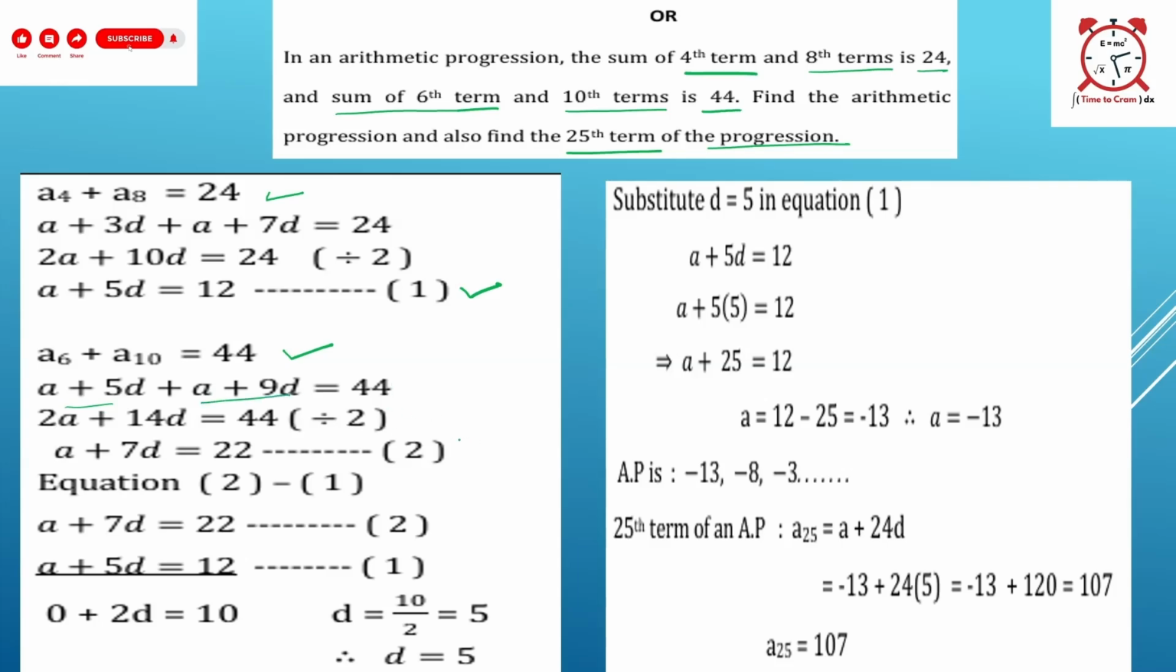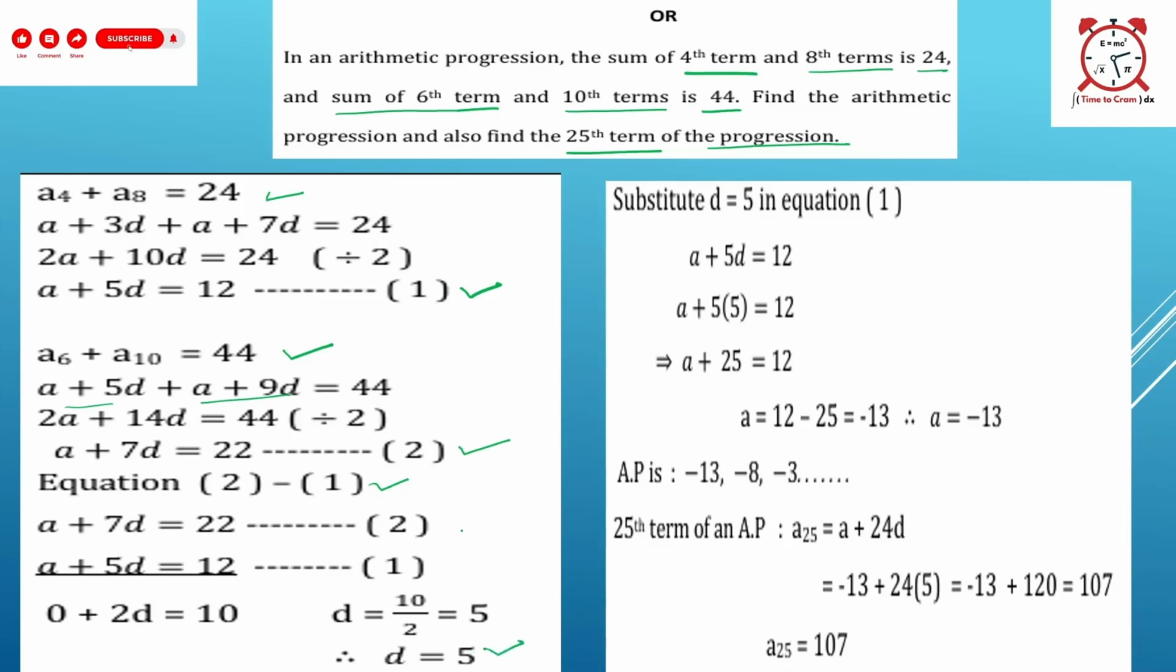Then after simplifying, we will have the second equation in two variables, a and d, as a plus 7d equal to 22. Now, eliminating the two equations by subtracting them, we will get the value d equal to 5.